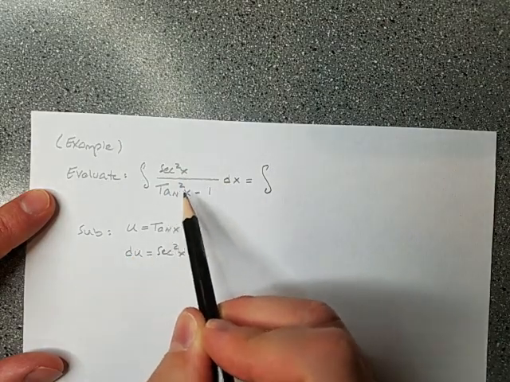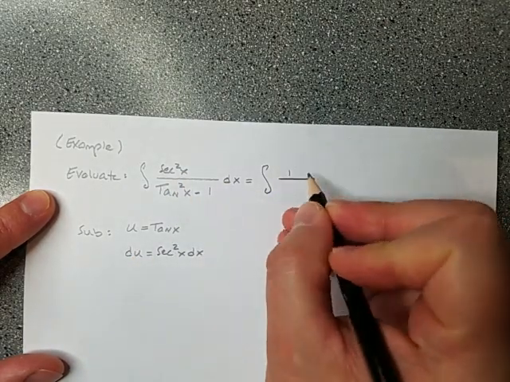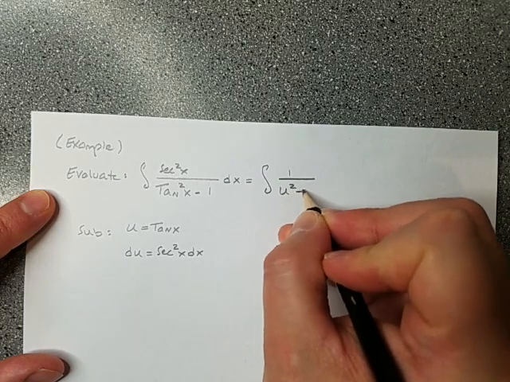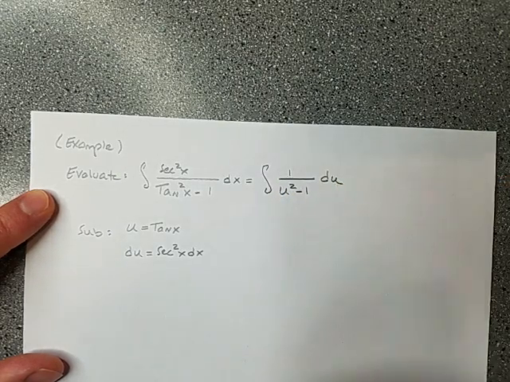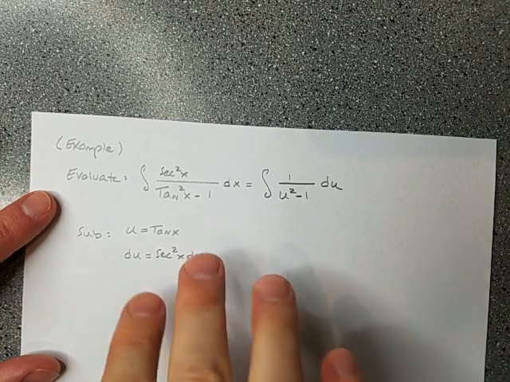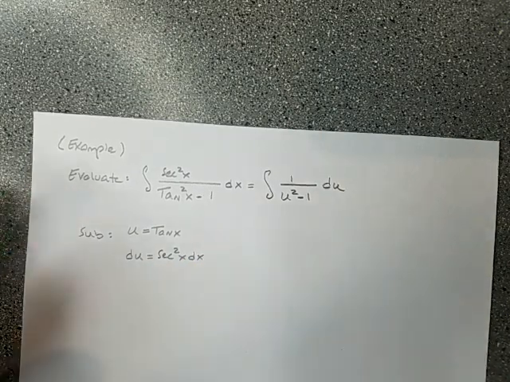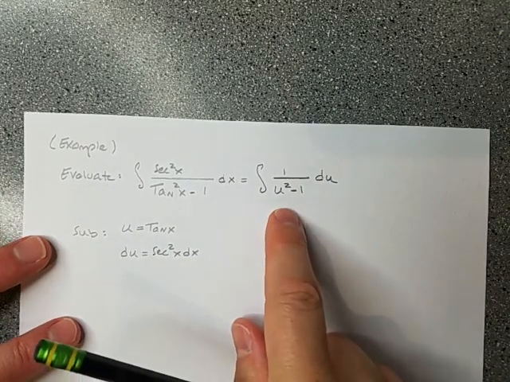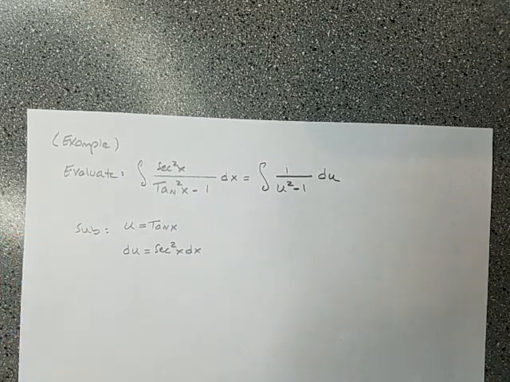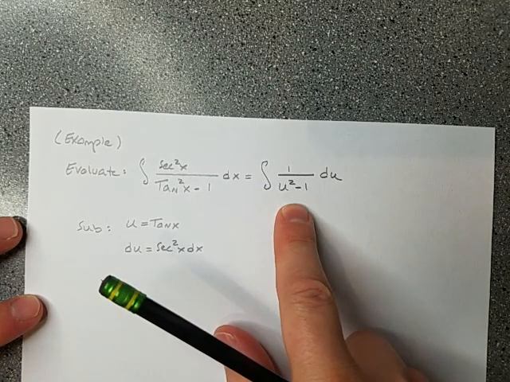I'll get 1 over u squared minus 1 du. Now, say we make that substitution. We get this. All that's correct. What if we get stuck here? Well, then maybe the substitution wasn't the way to go. But I think that we can handle this one.